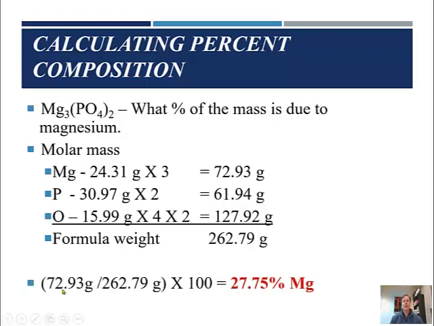So we're going to take 72.93 grams. Divide that by the total molar mass at 262.79, times it by 100, and you get 27.75% magnesium. So roughly 27% of whatever amount we have is going to be due to magnesium. The rest is due to the phosphate and the oxygen in there. So pretty simple. Let's try one more.